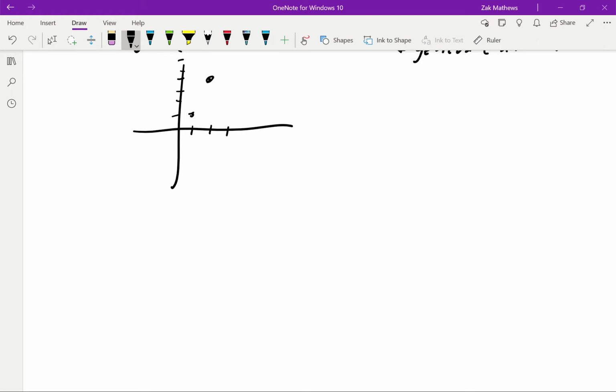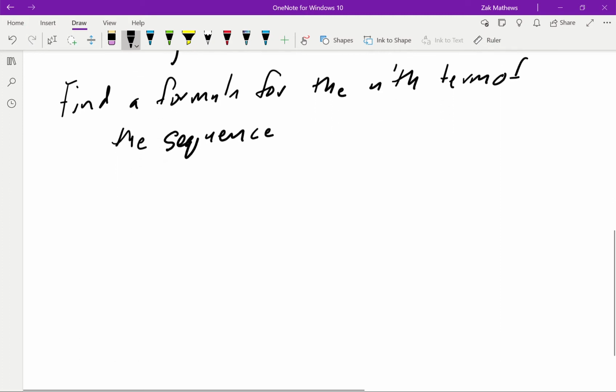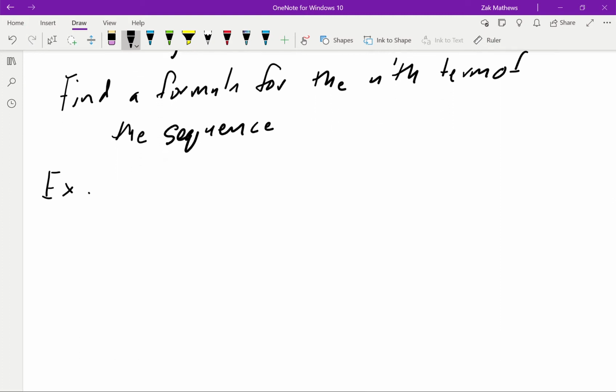So let's do a couple examples where we just practice finding a formula for the nth term of the sequence. Let's do as our first example the sequence -1, 1, -1, 1, and so forth. What we see is the signs continue to switch here. The value is obviously 1, but then what happens to that 1?